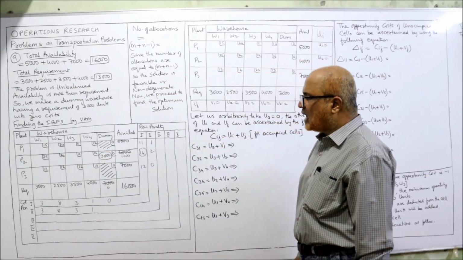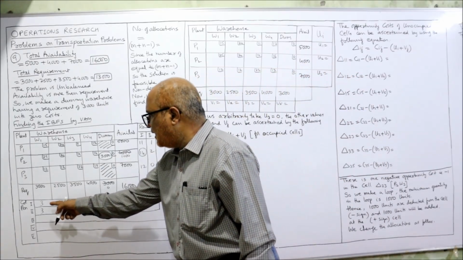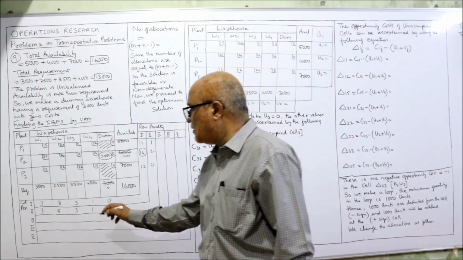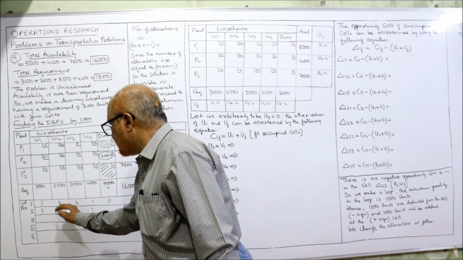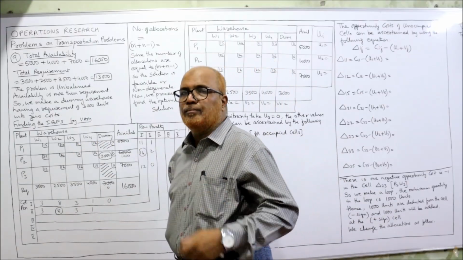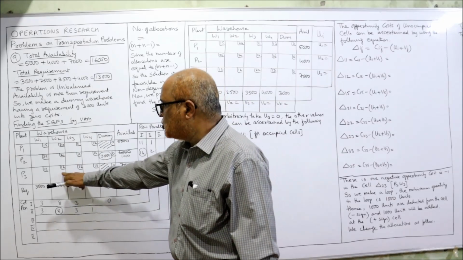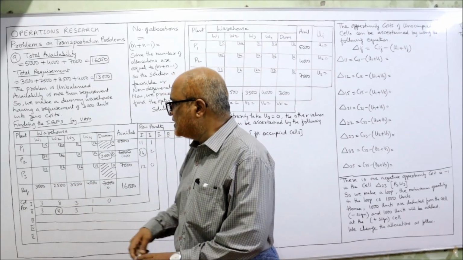Now see, what is the highest penalty? 1, 2, 0, 1, 3, 8, 3. So 8 is the highest penalty. Round off the 8. In which column are we getting this 8? W2 column. So what is the minimum cost in this W2? 12. So fill up this cell.